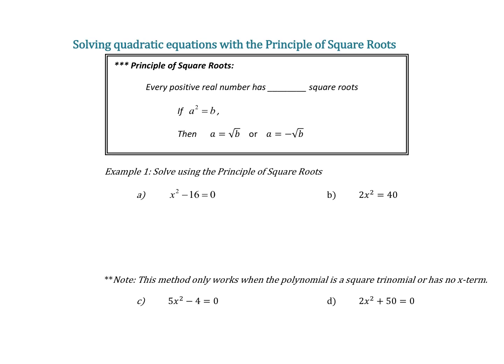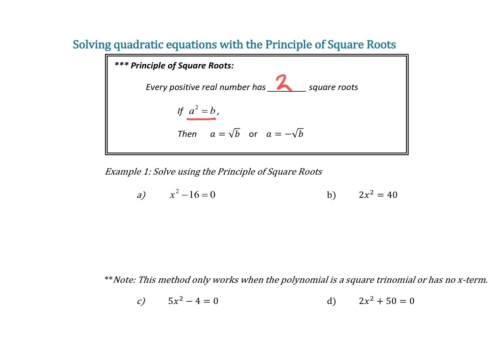So our next method here is called the principle of square roots. When we have an equation like a squared equals b, we can square root things to get down to our variable. It's important to remember here that every positive real number has two square roots. It has a positive root and a negative root.